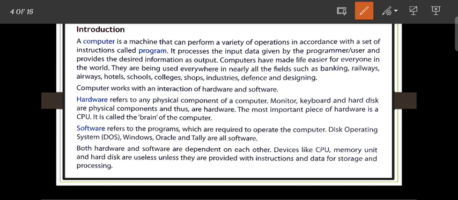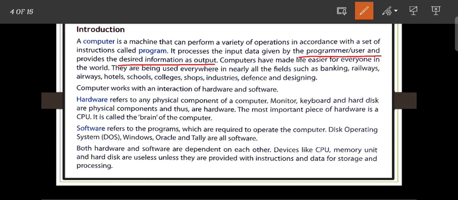Okay, it processes the input data given by the programmer or user and provides the desired information as the output. We all know that the computer is an electronic machine and the computer works according to the IPO cycle. IPO cycle means input, process and output. Input means we, the user, give instruction to the computer, then the computer will process the instruction, and after processing, the computer will generate a result.